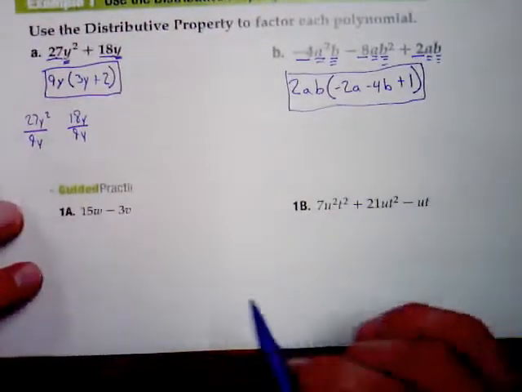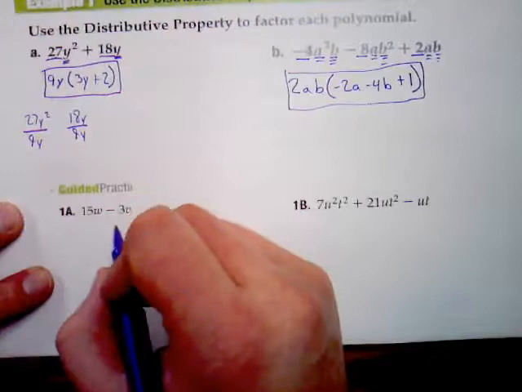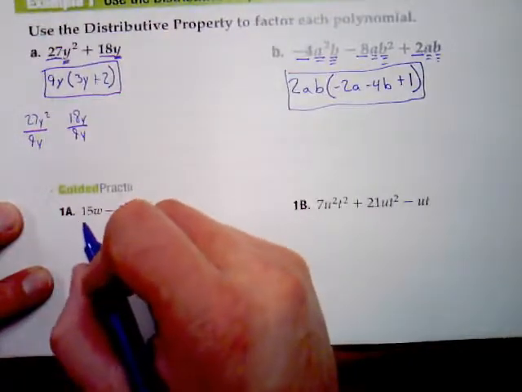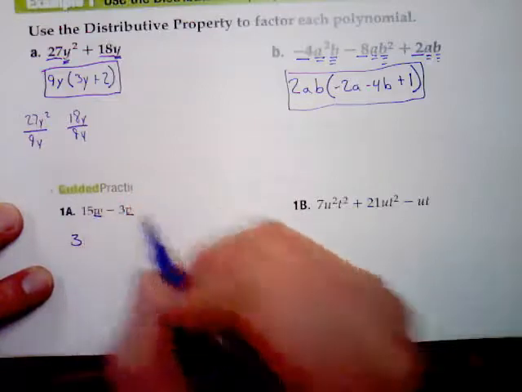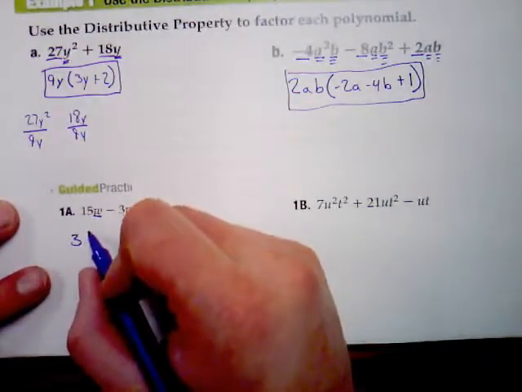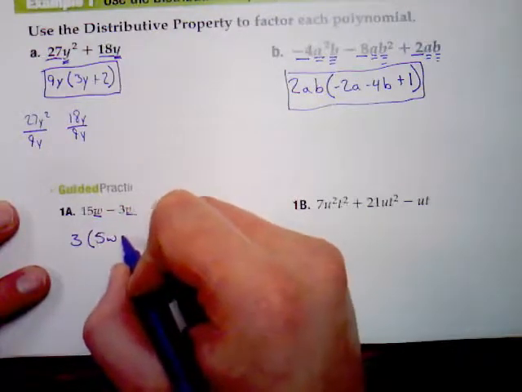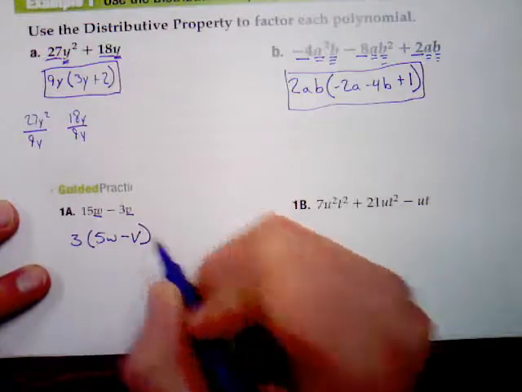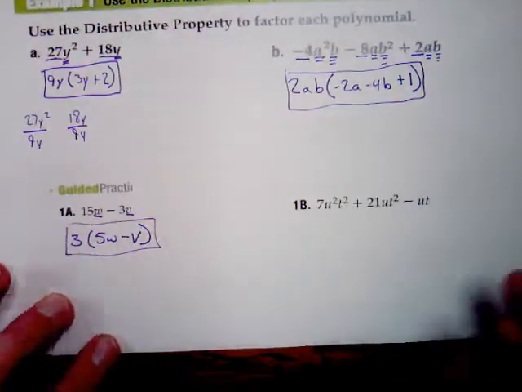So we should be back from trying 1a and 1b. Let's take a look quickly. 1a has a greatest common factor of just 3. Since w and v are different, I can't include either one in my greatest common factor. So I can just factor out a 3. And when I do that, I'm left with 5w minus v. And if I multiply it back out, I get to where I started, so I know it's correct.